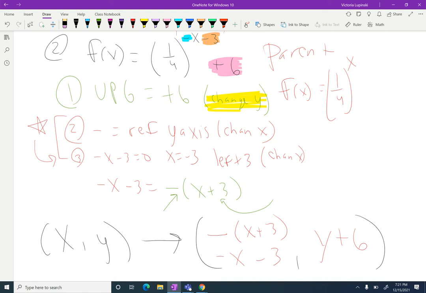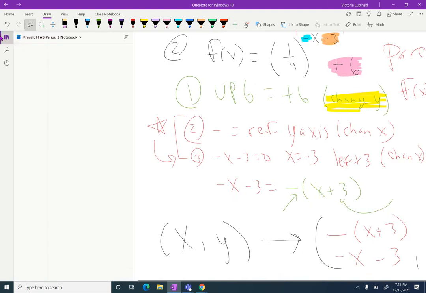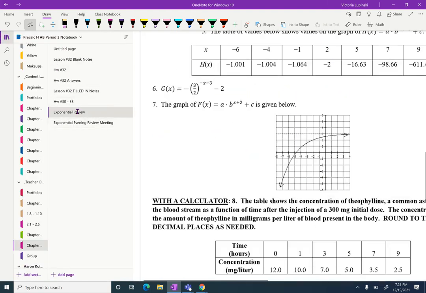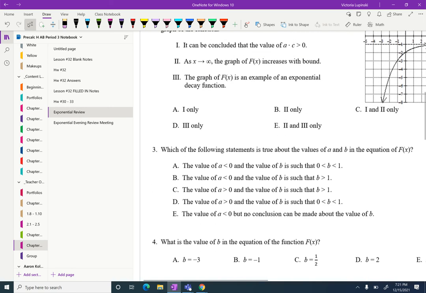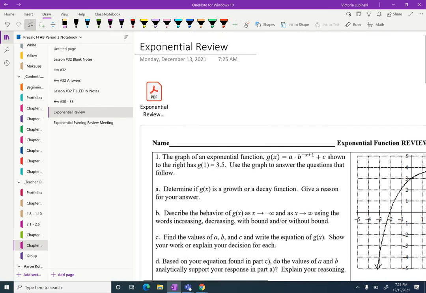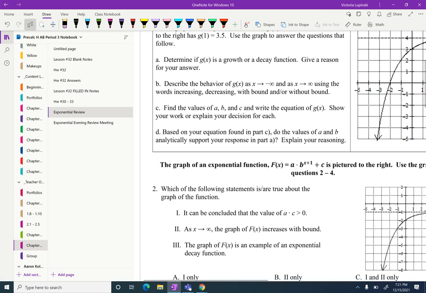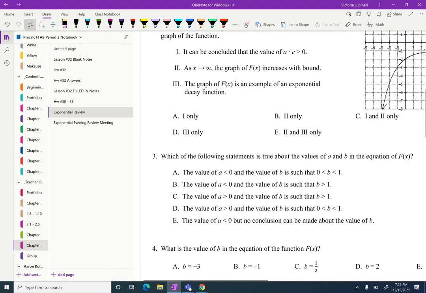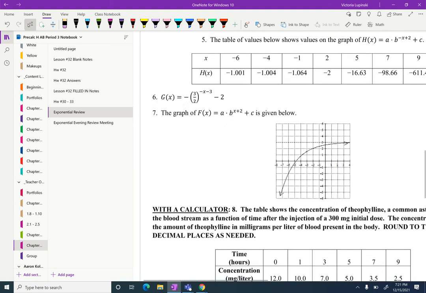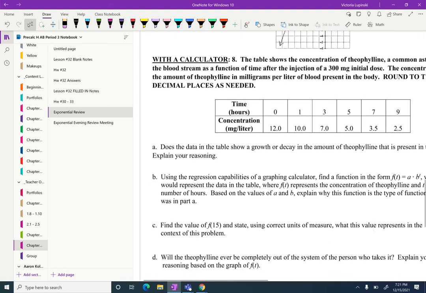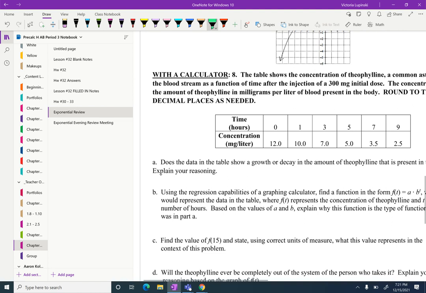Okay. The truth of the matter is that that covers most of what is on this review sheet. So if I pull up the review sheet again, in order to answer the entire front page, you have to know whether it's growth or decay, and behavior, solving for A, B, and C. And we kind of went over that when we did question number 7. For question number 8, remember, this requires a calculator.